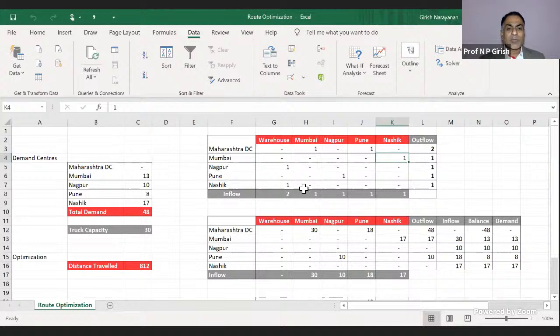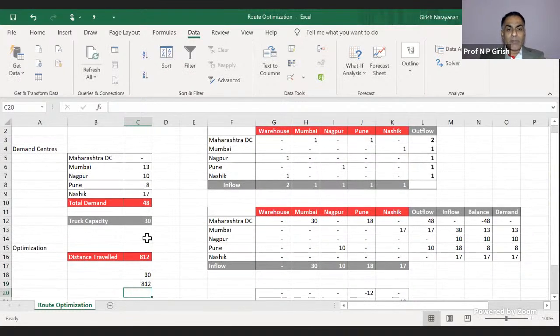Don't worry about it. So with a 30 ton pickup, 48 tons to be delivered to the 4 locations, this is how it is outlined. And you're getting 812 kilometers. Let's actually put it 30, 812. If I put 20, will I get a different number? Oh, no, I can't put 20. If I put 25, will it be a different number? Can we try it out?